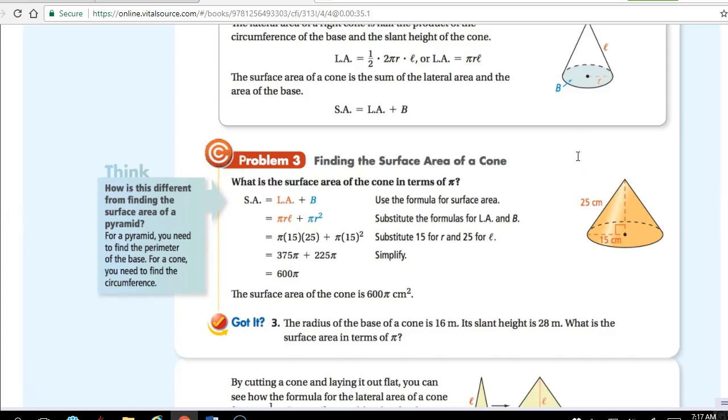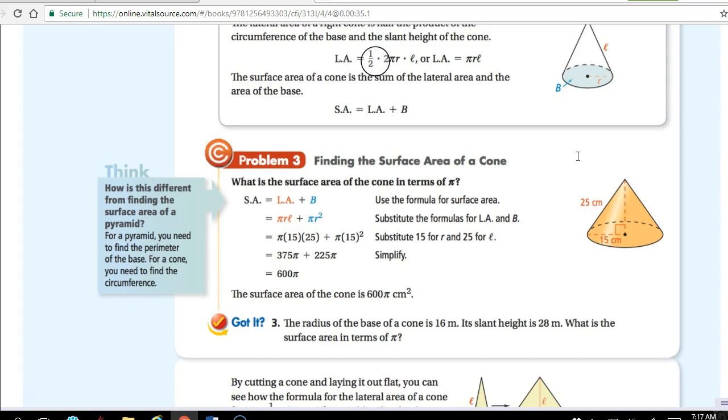Hello, we're in lesson 11.3 again, looking at the surface area of a cone. This is problem number 3 found on page 711 in your textbook. Before we do, I want to bring your attention to finding the surface area here.